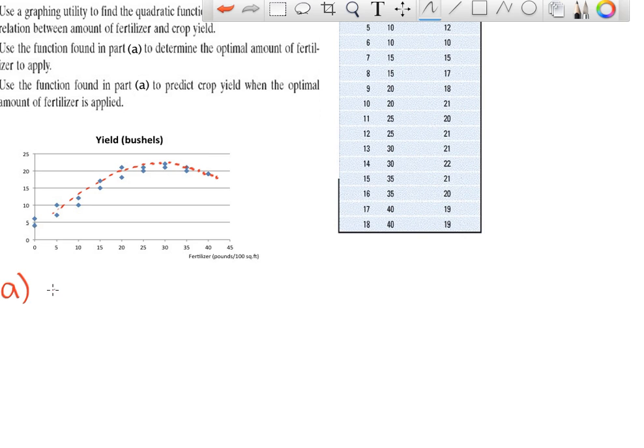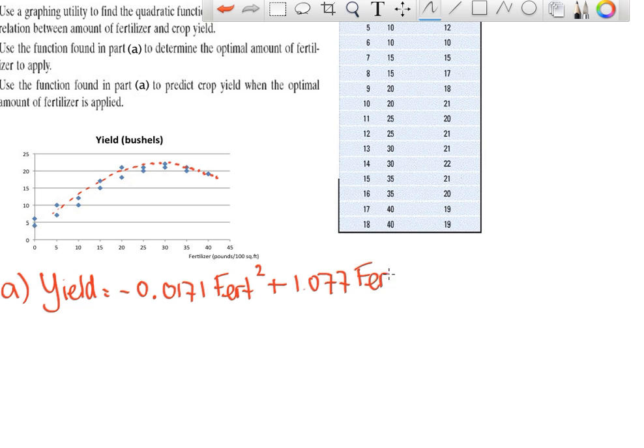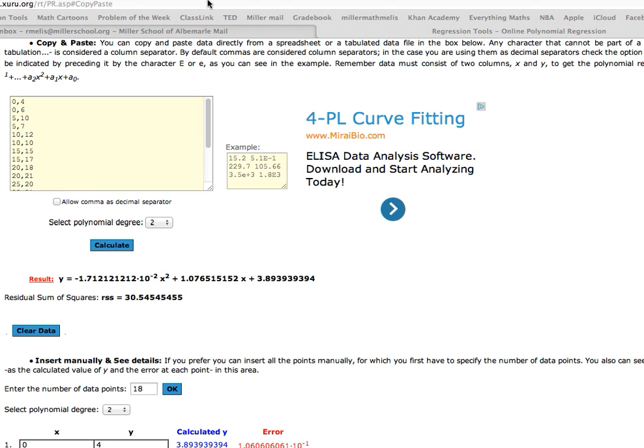So based on the website, we have yield equals negative 0.0171 times the fertilizer squared plus 1.077 times the amount of fertilizer, and then the constant that we're adding is 3.894. So I'm curious, I forgot to check. Let's see, how well did this do?